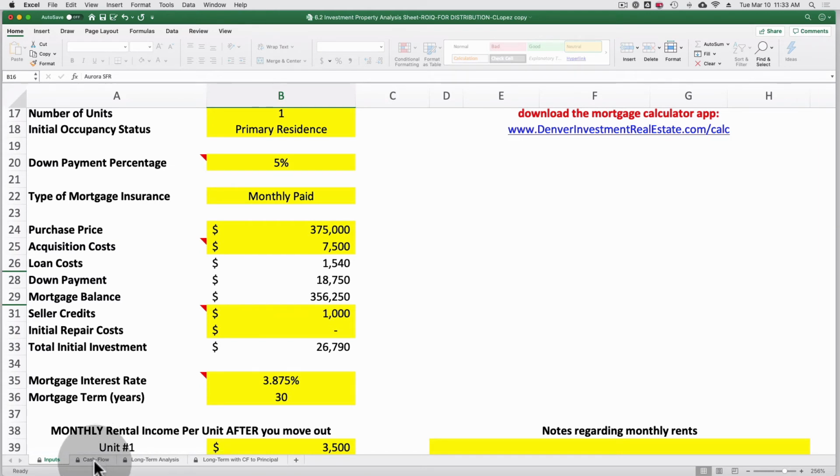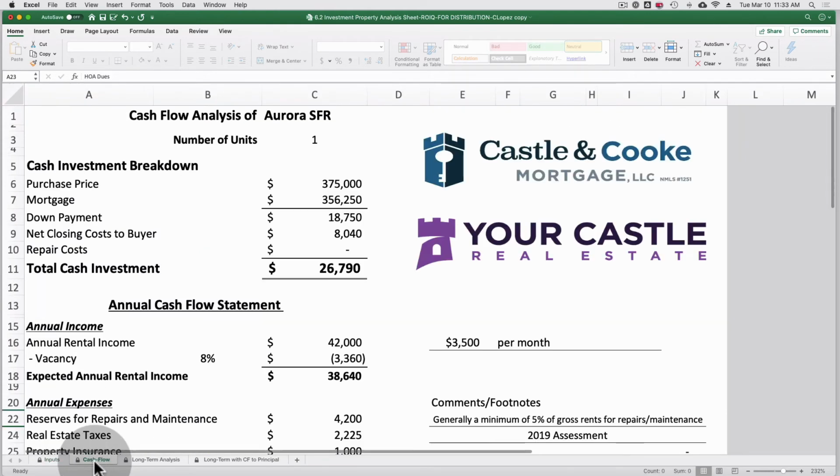Yep. So now we're going to go over to the cash flow tab. We're going to take a look at that here and see what our results are. So our purchase price, we're putting 5% down, so that's our down payment. These are our net closing costs after the seller concessions. The property needed no repairs. It's in great shape.